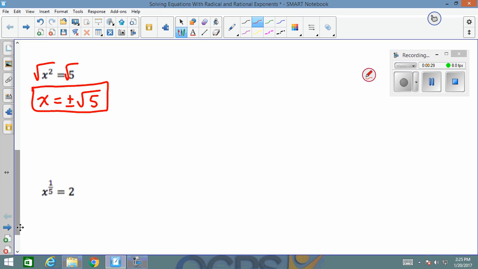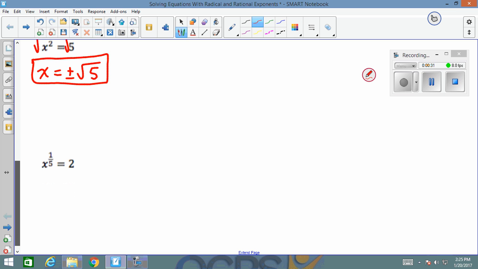And then for this one, to get rid of a rational exponent, we're going to do the same thing we did with the square root. We're going to raise both sides to the fifth, so we get x equals 2 to the fifth, which is 64.